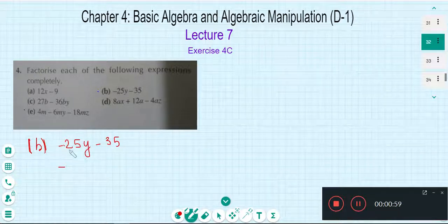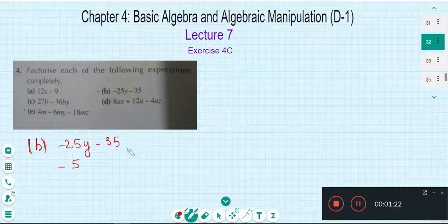In the first term we have 25, and in the second term we have 35. So 25 and 35, which number will be the highest common factor of these two numbers? Obviously 5 can divide both of these numbers. The highest number that can divide both of these numbers is 5. So actually we are taking HCF common. The first term has y, but the second term has only one number, not a y. So it means y cannot be taken as common, so only 5 will be common.